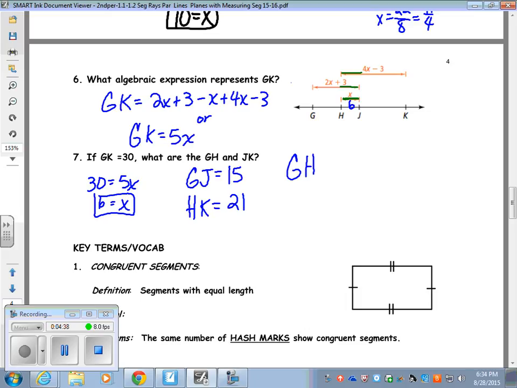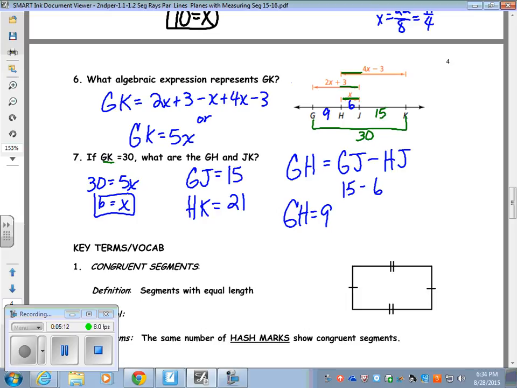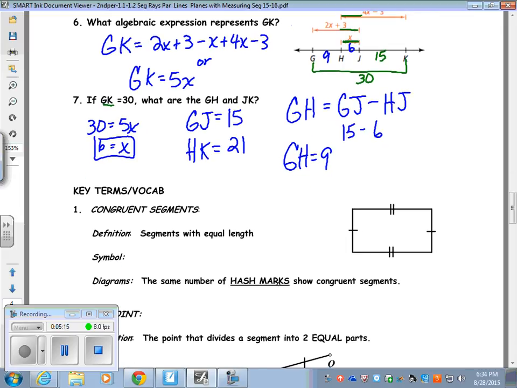So now they want us to find GH. Well, if I know GJ is 15, and I take out HJ, which I know is 6, so 15 minus the 6, GH is going to be 9. So we know that part right there is 9. And then they want us to find JK. Well, I know already from GK, this right here is 30. And so I can see that if GJ is 15, JK is going to have to be 15 as well. Okay? So I'm just going to plug it in.